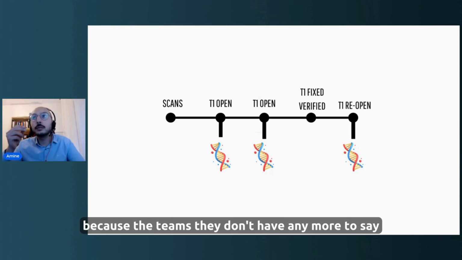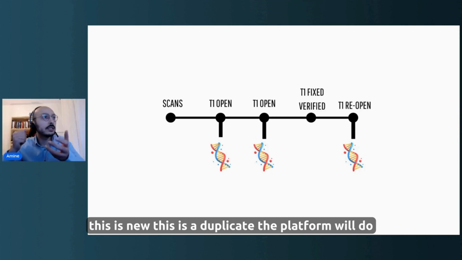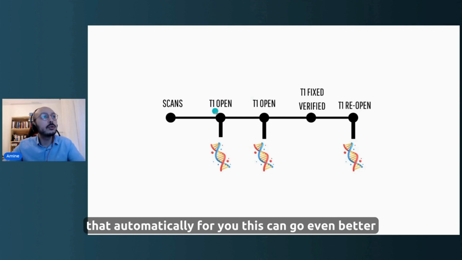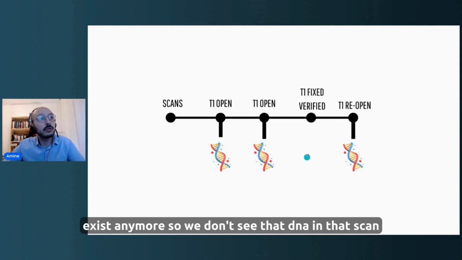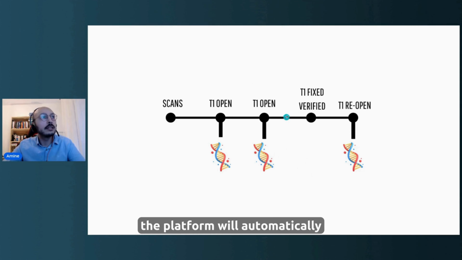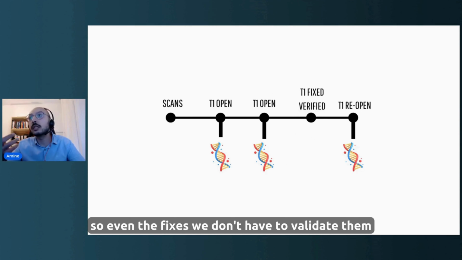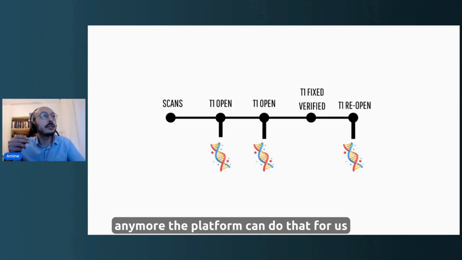Why? Because the teams don't have to compare the scans anymore and say, this is new, this is a duplicate. The platform will do that automatically for you. This can go even better. The moment we run a new scan and that issue does not exist anymore, so we don't see that DNA in that scan, the platform will automatically mark the ticket as fixed and verified. So even the fixes, we don't have to validate them anymore. The platform can do that for us automatically.